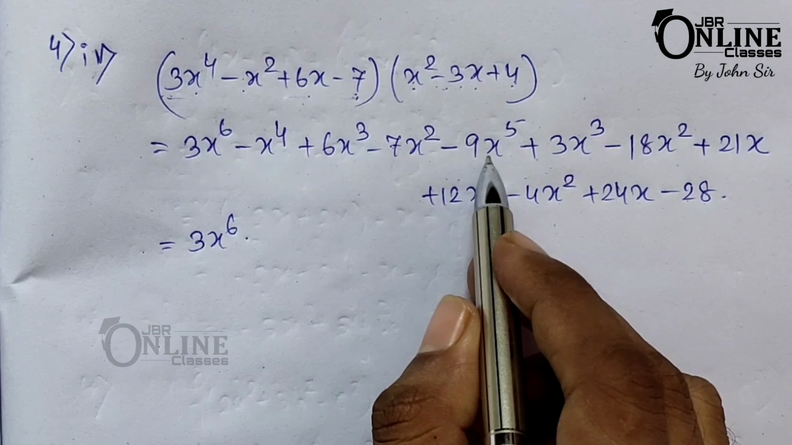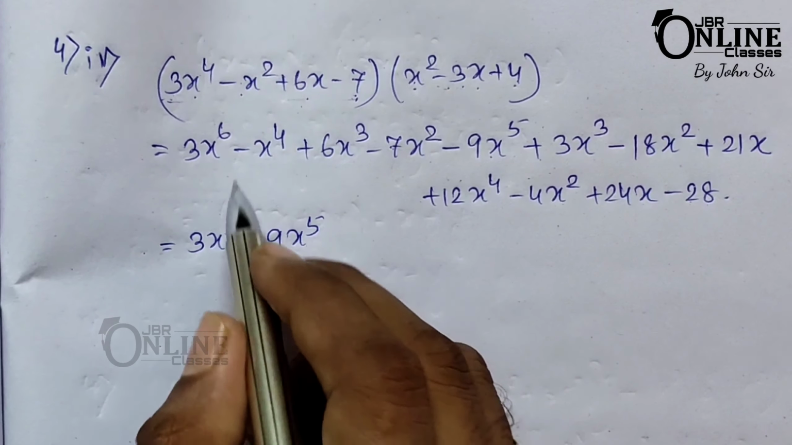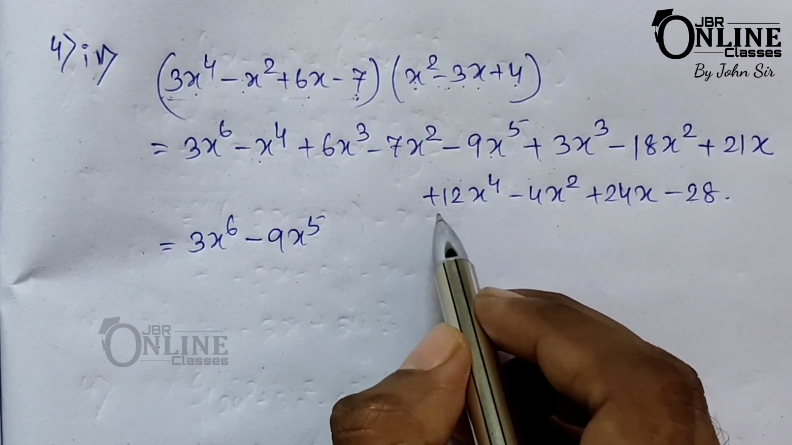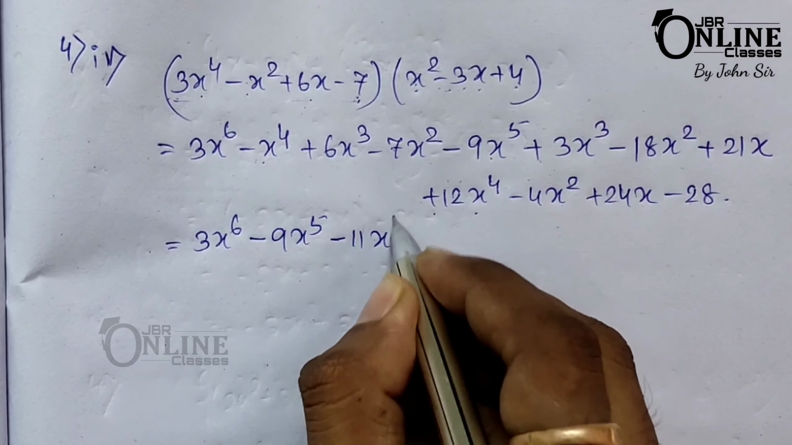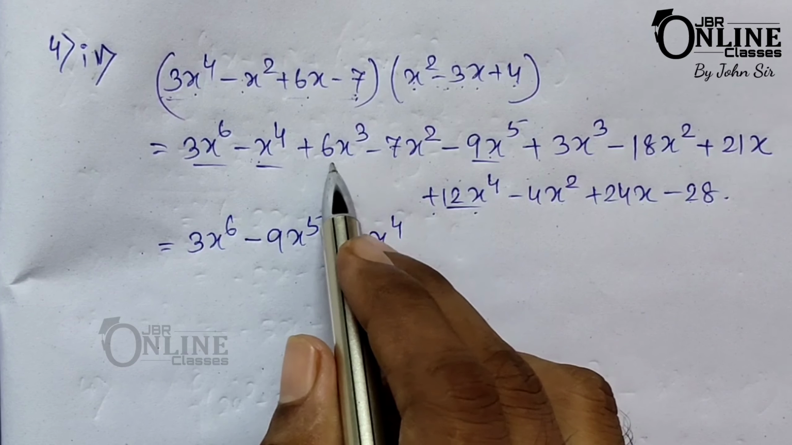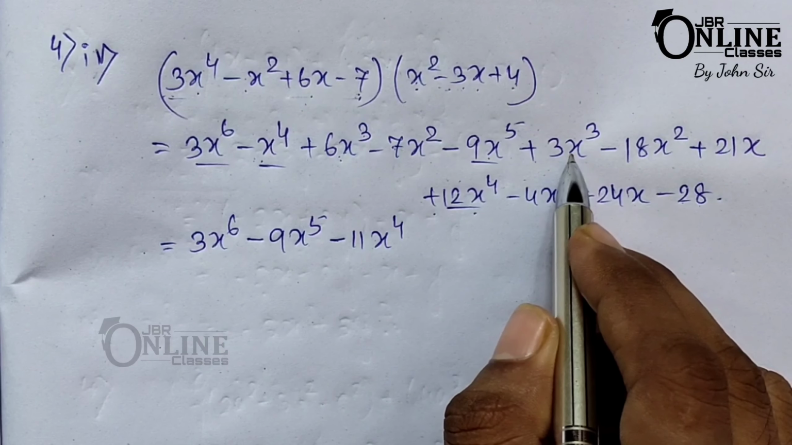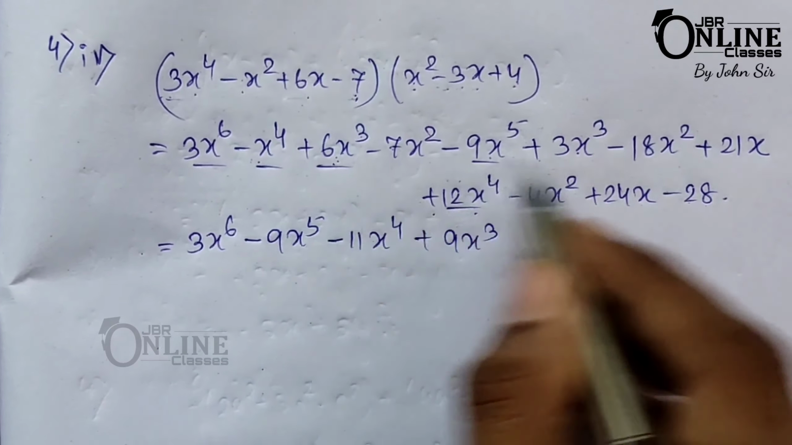So 3x to the power 6. Now next one, x to the power 5. There is only one, so write down minus 9x to the power 5. Next x to the power 4. So here minus x to the power 4, here plus 12x to the power 4. So that becomes 11x to the power 4. Now next x cube, here 6x cube, here also 3x cube. So 6 plus 3, that becomes 9x cube.